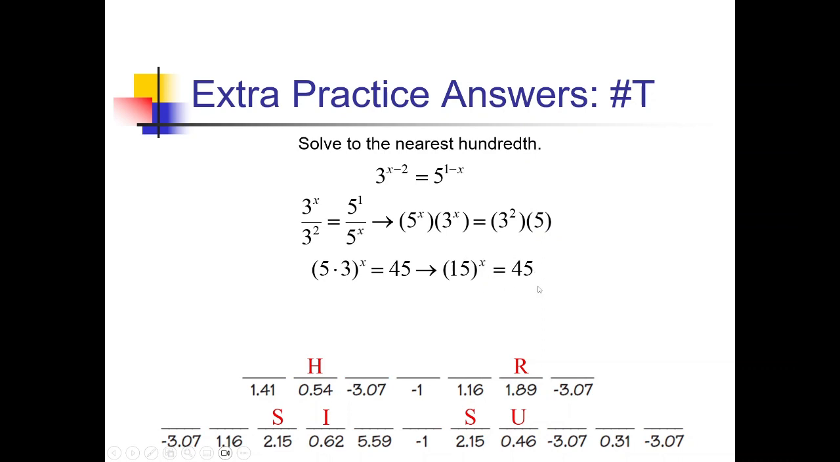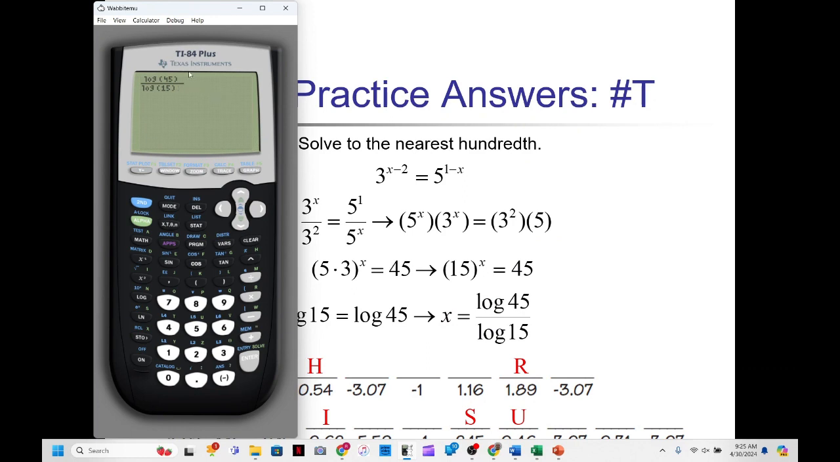Now I can just take the log of both sides. You might have noticed that I'm holding off as long as possible before I start taking logs. That's on purpose. I just don't feel like messing with moving those all over the place. So we have x log of 15 on the left and log of 45 on the right. Divide both sides by log of 15 to get x by itself, and we can do that on the calculator pretty quickly. So log of 45 divided by log of 15 comes out to 1.41.